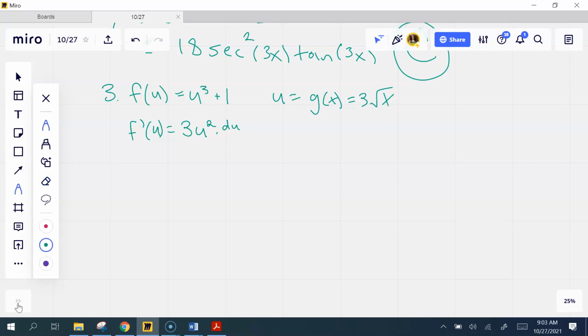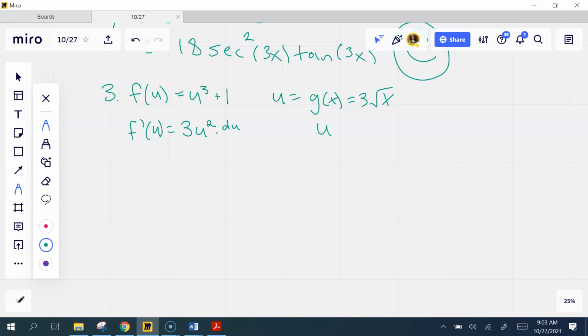You're missing something. Why did you have to do times du? Because u is a whole function. Remember, when you take the derivative, you still do dx. Like if I do the derivative of 5x, it's just 5, but here, because u is an entire function, I have to do the derivative.